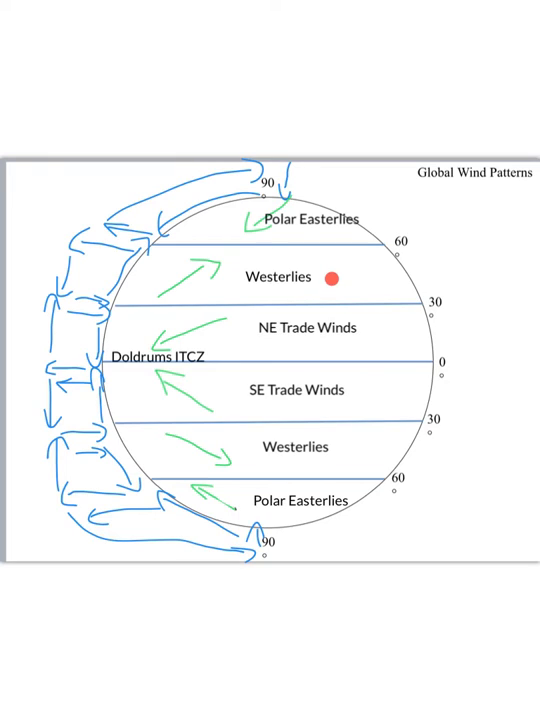Okay, next at the 30 degree latitude, where we have sinking air, this is called the horse latitudes. And when we're all done here, I will explain how we got the term horse latitudes. We have the same name for the southern hemisphere.